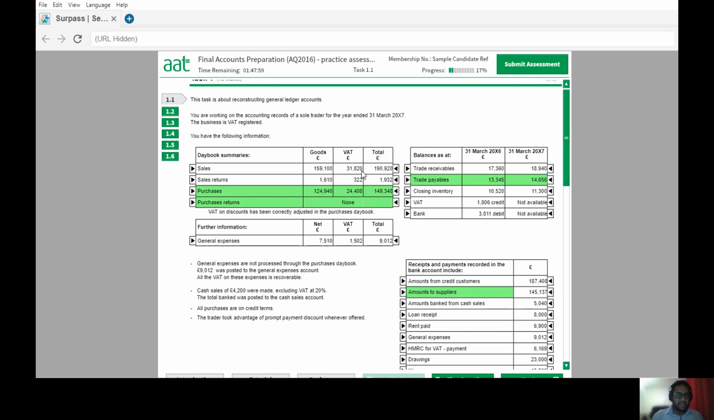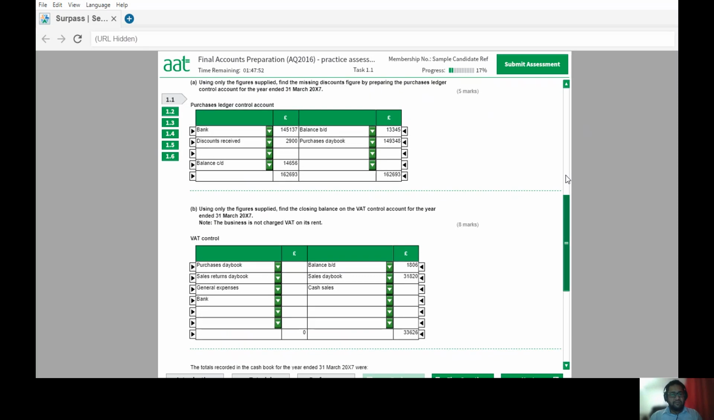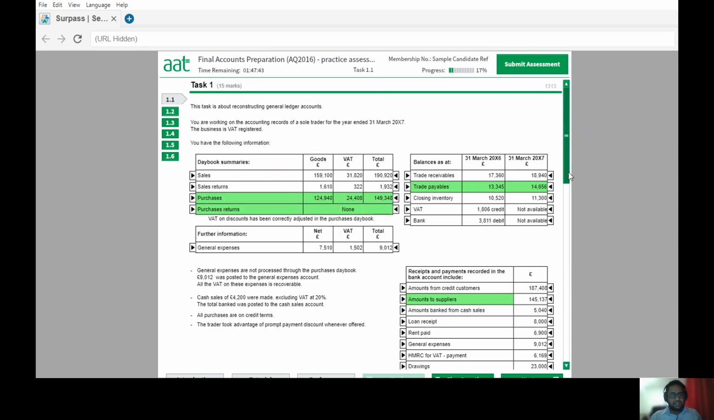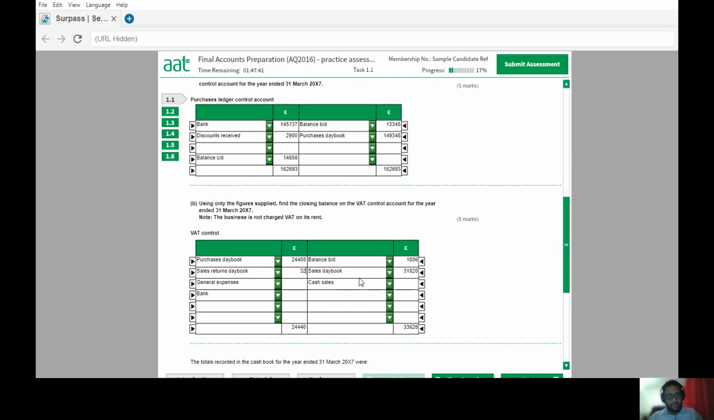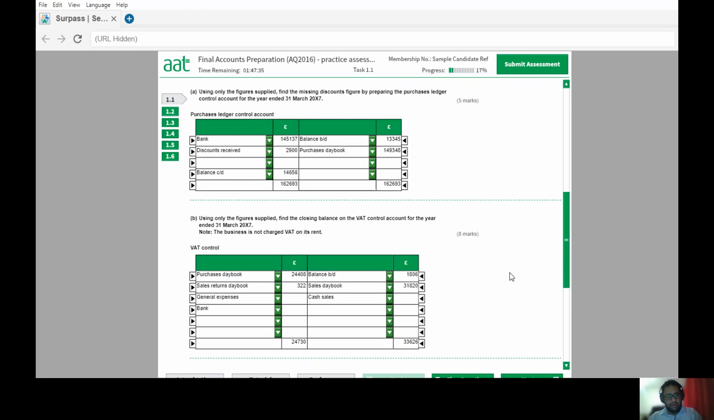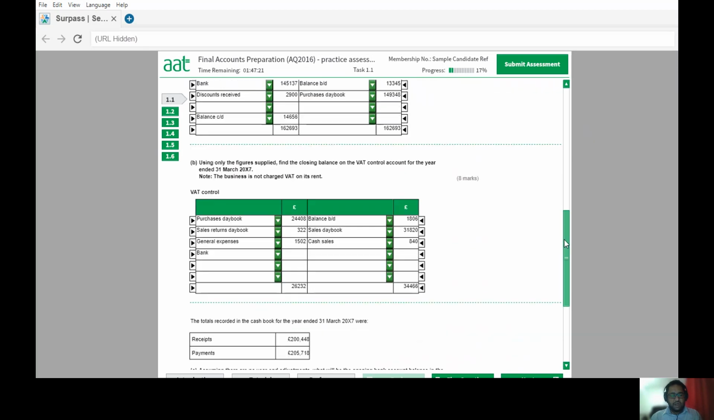So sales, 31820. Let's put that down here. 31820. VAT from your purchases is going to be 24408. 24408. Sales returns 322. VAT from general expenses 1,502 here, and the cash £840, and then obviously the amount paid by the bank, which is going to be 6169.